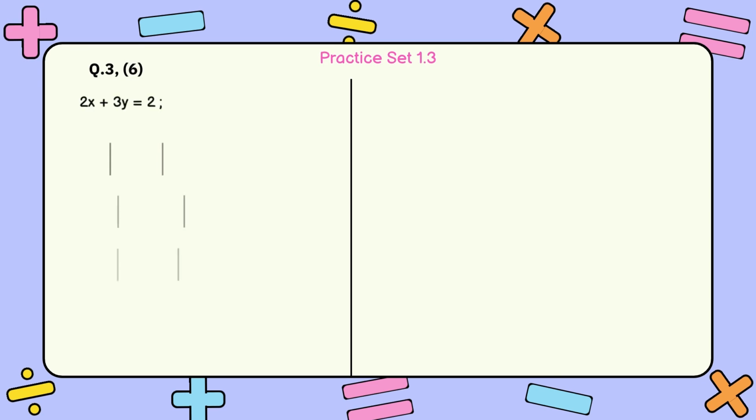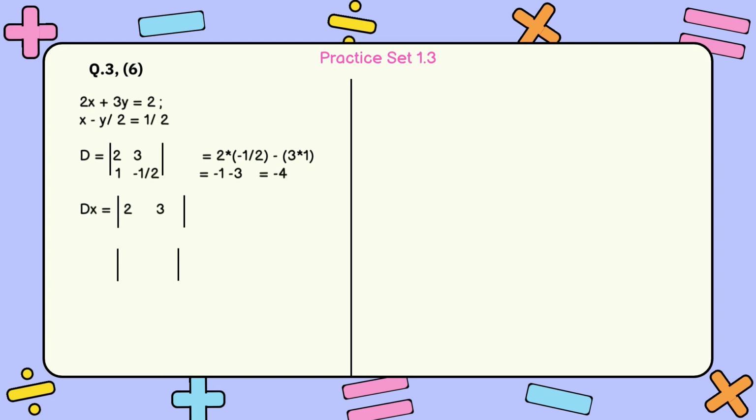We will check out one more question from the same practice set. We'll check out question number 6. The equations given are 2x plus 3y is equal to 2 and x minus y upon 2 is equal to 1 upon 2. Now this might get a little confusing because there are denominators in this, but the solution is the same as we solved in the last question.